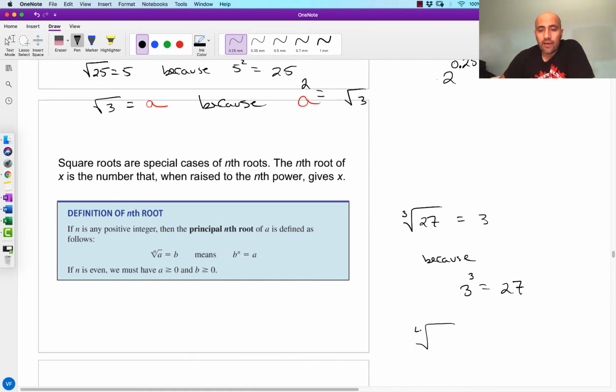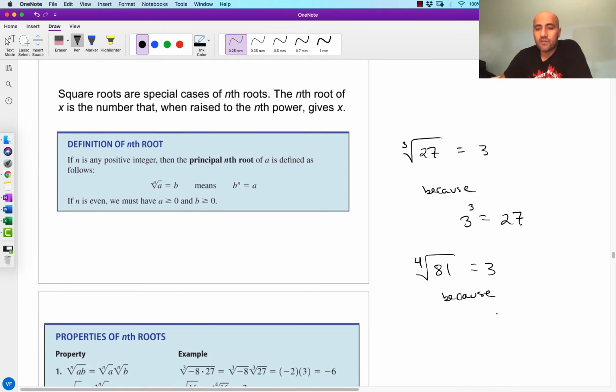On the other hand, what if we had the fourth root of 81? Well, guess what? The answer is also 3. Why? This is because 3 to the power of 4 equals 81. Okay? All right, so some properties of roots.